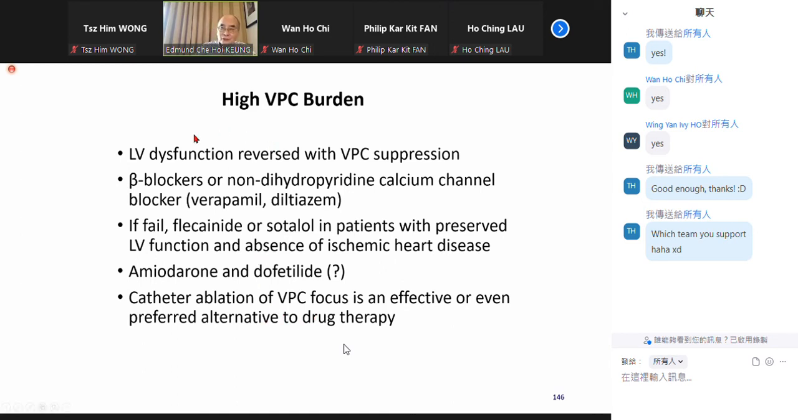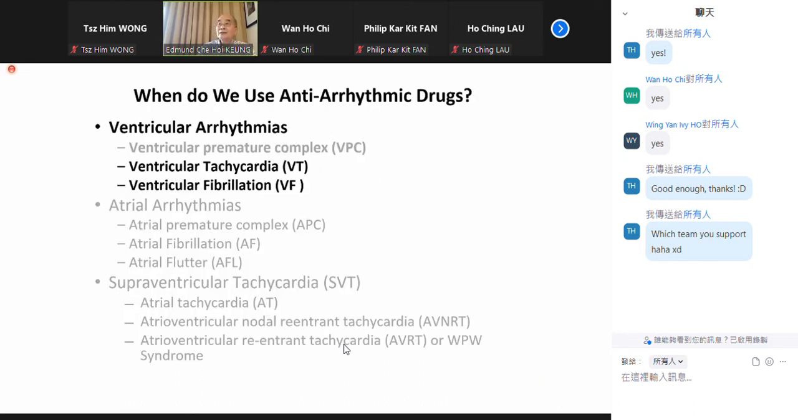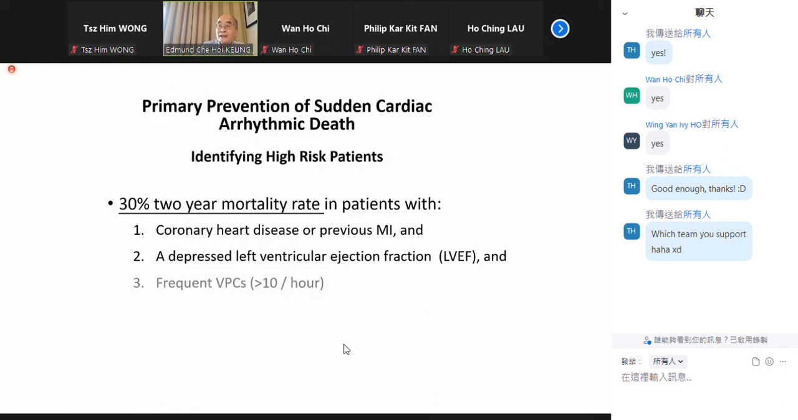This is not a situation in general you need to deal with, but if you have someone with a lot of VPCs, think about sending him to see a cardiologist. Okay? Now, anti-arrhythmic drugs are used for VT and VF. Okay? So basically, the only effective treatment in preventing VT and stopping VT and VF is basically a defibrillator.